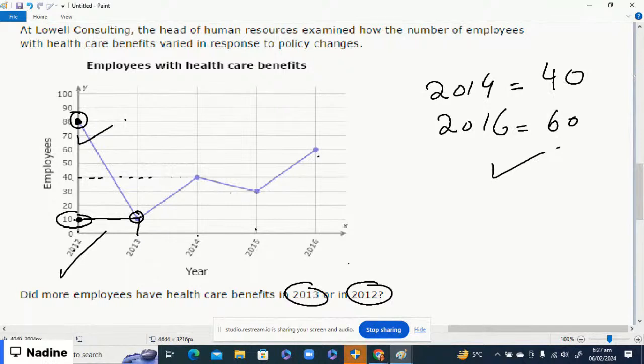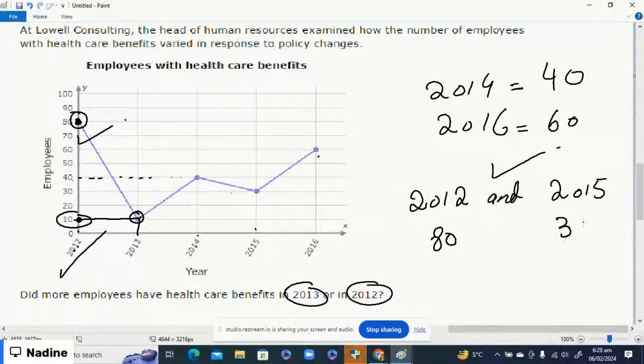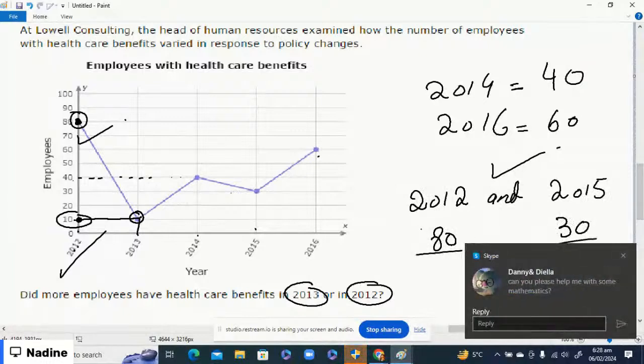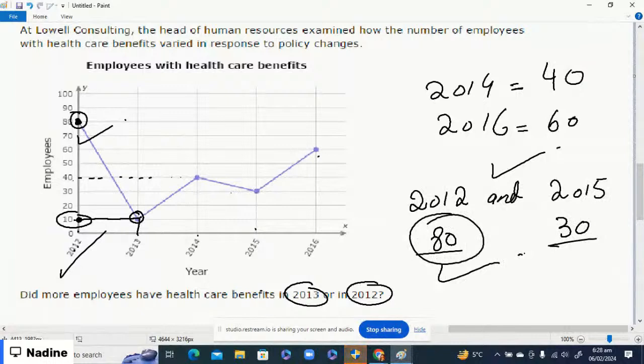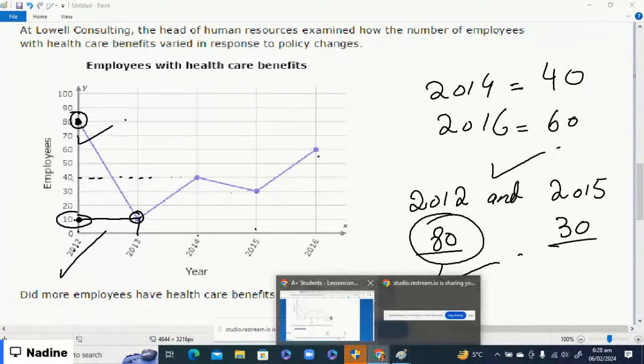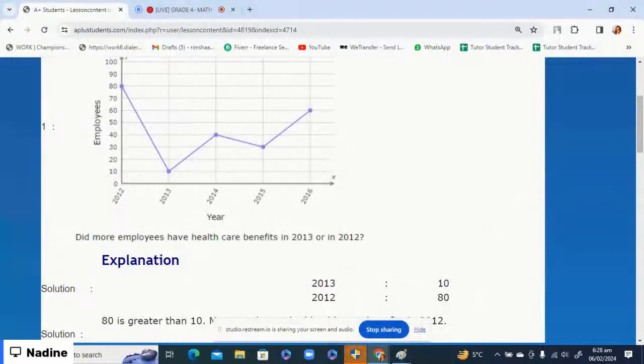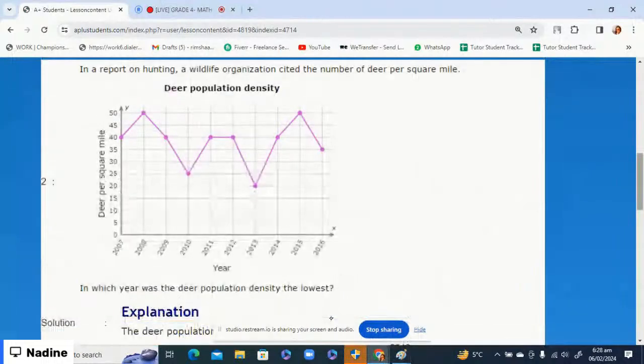Now, using the same graph, if we check between 2012 and 2015, which one has fewer employees with healthcare benefits? For 2012, as we know, it is 80, and for 2015, that is 30. So which one has more? That is 80. So 80 employees is more. Okay, like this way. All right. Now here we are using the same figure and we discussed all the things. Now let's do this one.